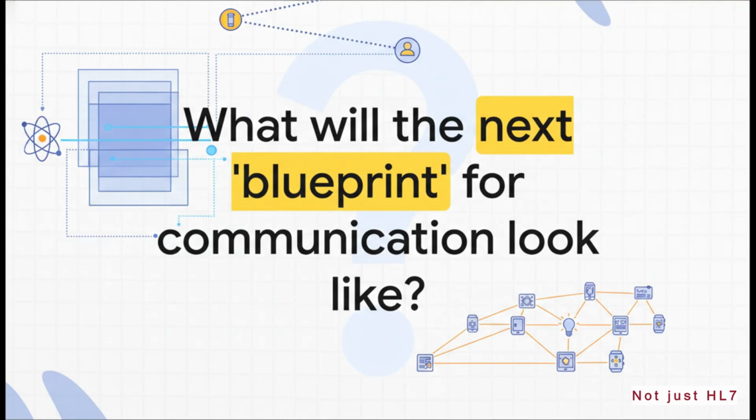The OSI model has been the bedrock of networking for nearly half a century now. But as we move into a future of quantum computing, massive satellite internet constellations, and an Internet of Things connecting billions of devices, it raises a really fascinating question. What does the next blueprint for global communication need to account for? And what might it even look like? That's something to think about.